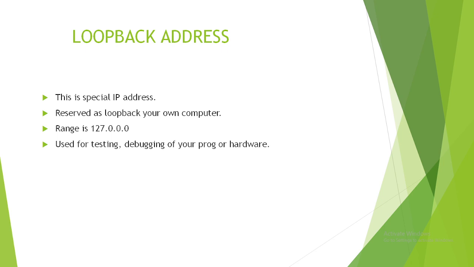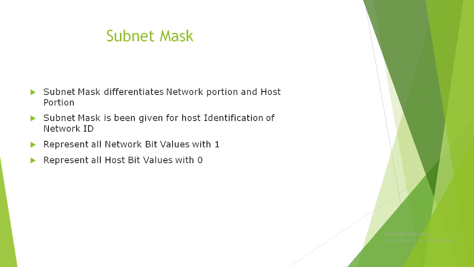Loopback address. The loopback address is a special IP address. It is reserved as the loopback for your own computer. The range is 127.0.0.0, and it is used for testing and debugging programs on your own hardware.